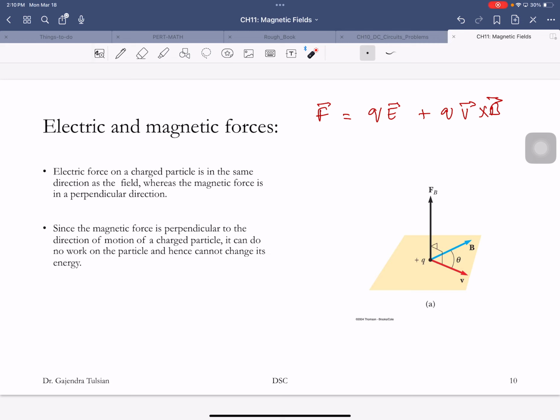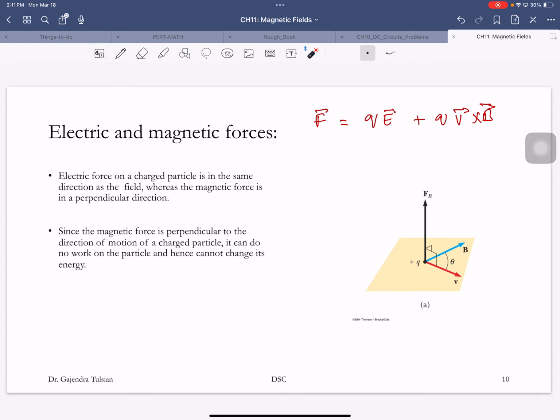The magnetic field cannot increase or decrease the energy of a particle. It can only deflect its motion. Since magnetic force is perpendicular to the direction of motion of a charged particle, it can do no work on the particle and hence cannot change its energy. Okay?